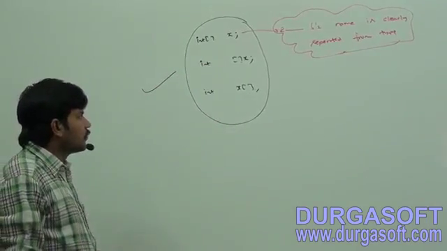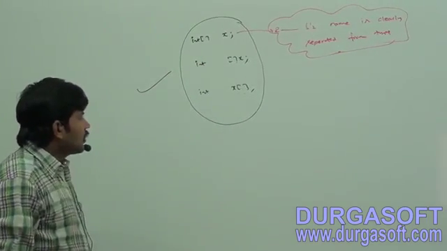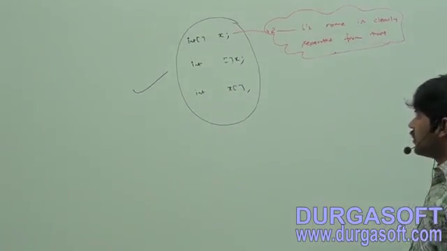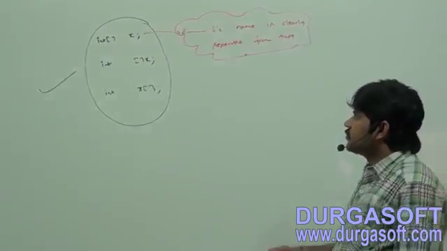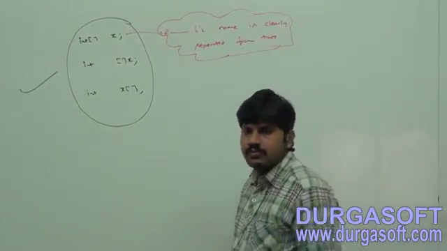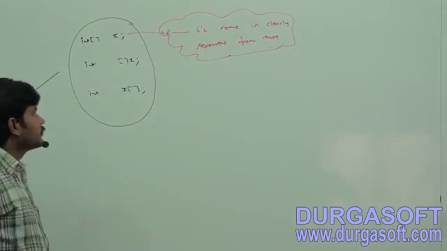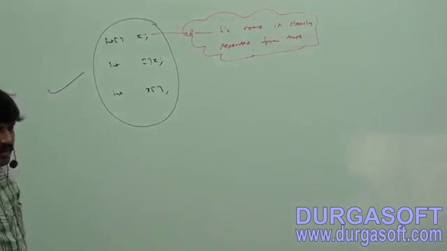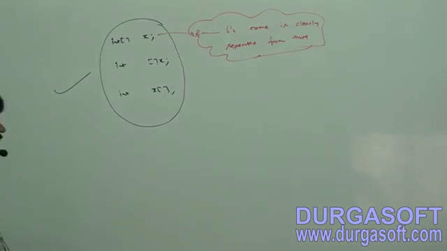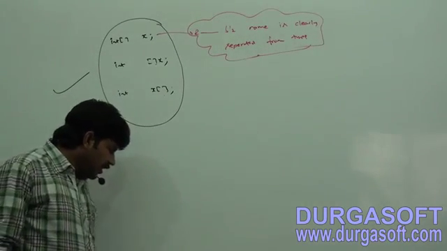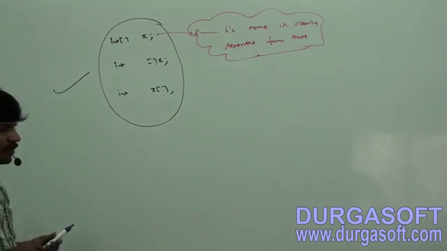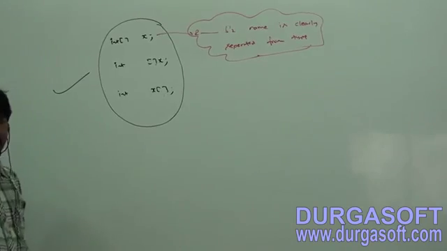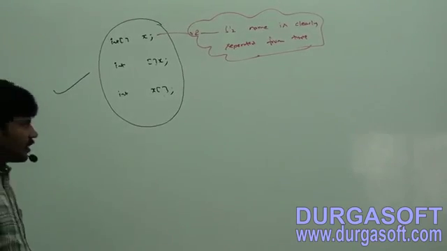Take the first one, int array x. This is recommended because the name is clearly separated from the type.